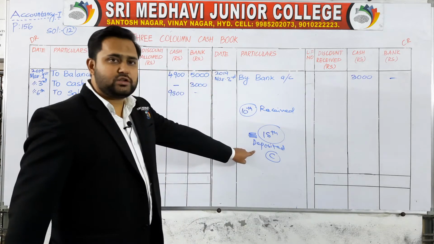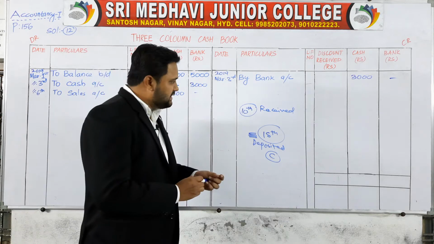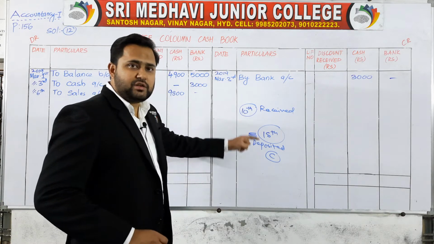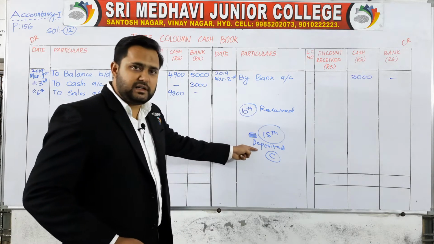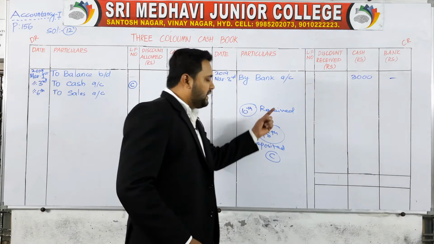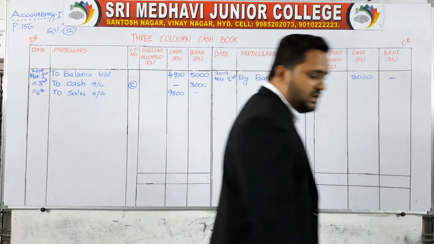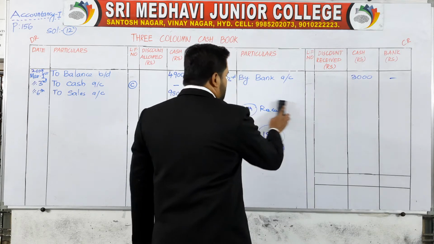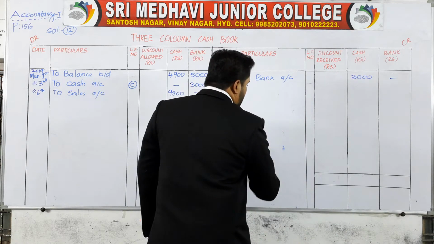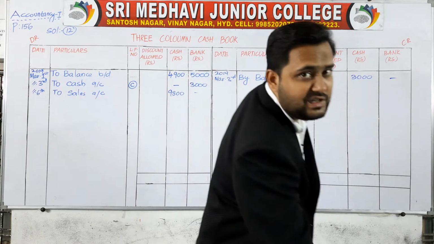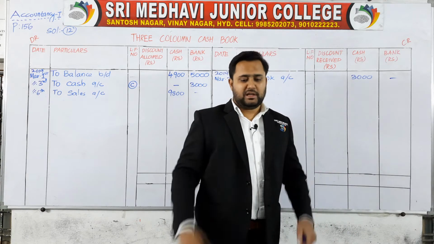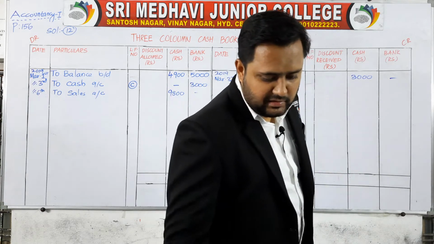This entry is going to be a contra entry because he has received a cheque on one date and deposited it on another date. That other date entry is going to be the contra entry, and the date on which he has received the cheque is not a contra entry. So this is how you are going to write the contra entry when the cheque is received and deposited on any other date. Let's see the date 10th entry.